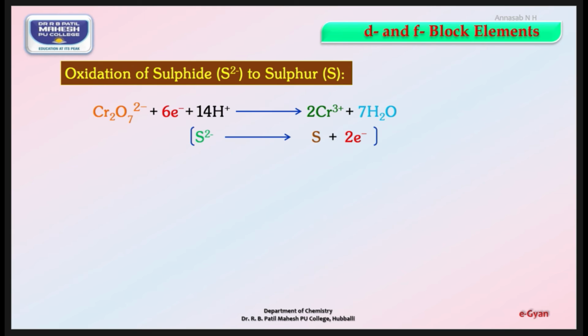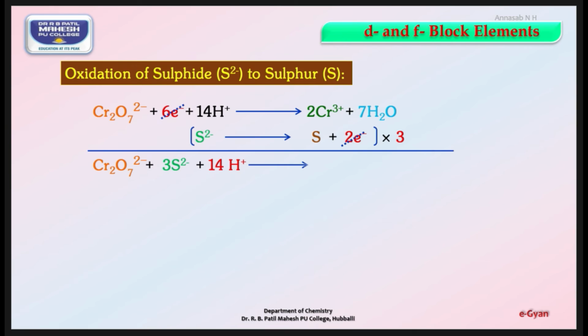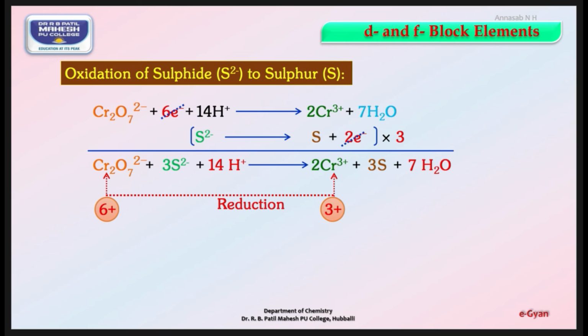Balance the equation by multiplying the second equation by 3, so that we can cancel the 6 electrons on the right side of the second equation with the 6 electrons on the left side of the first one. Upon simplification, the final equation is Cr2O7 2- + 3S2- + 14H+ gives rise to 2Cr3+ + 3S + 7H2O. Again, there is a change in the oxidation number of chromium from +6 to +3. Process is reduction, and change in the oxidation number of sulfur from -2 to 0.